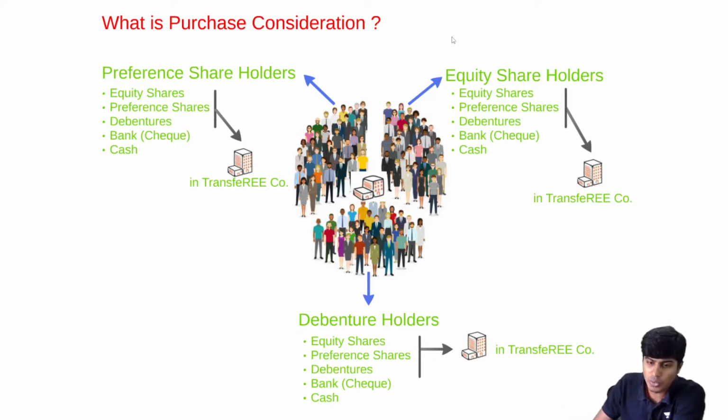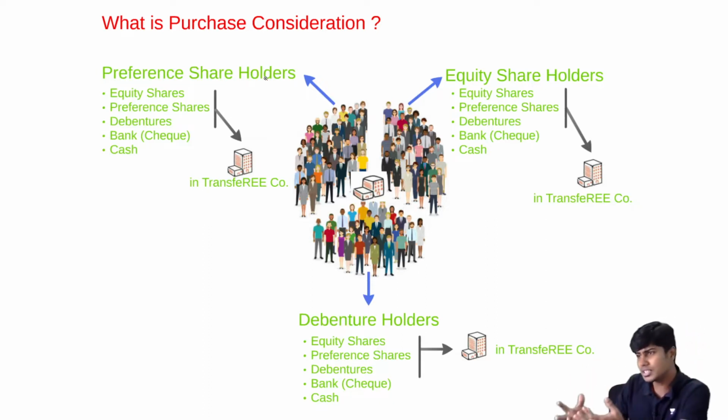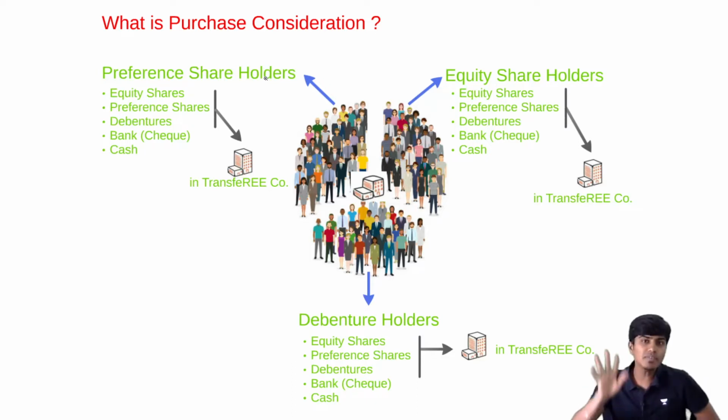So if you are giving it to equity shareholders and preference shareholders of the transferor company, the small company, no matter what you give them, whether equity shares, preference shares, debentures, cheque, or cash, it is still PC. But to debenture holders of the transferor company, no matter what you give, it is never PC. So it's about to whom you are giving, not about what you are giving.